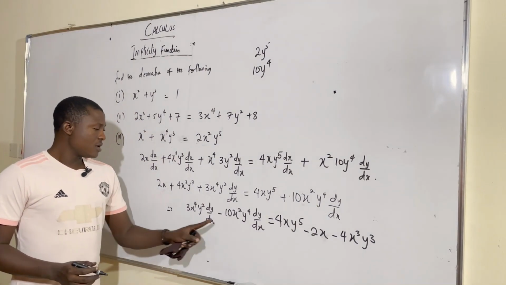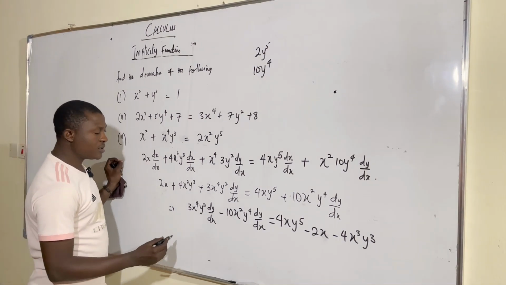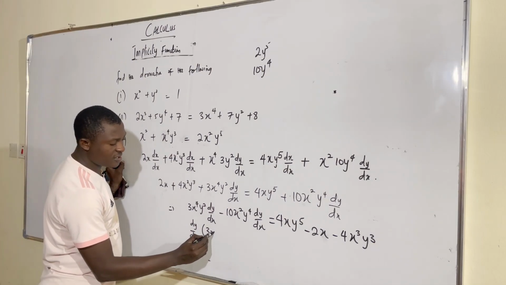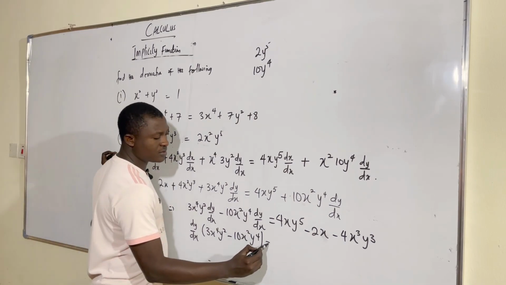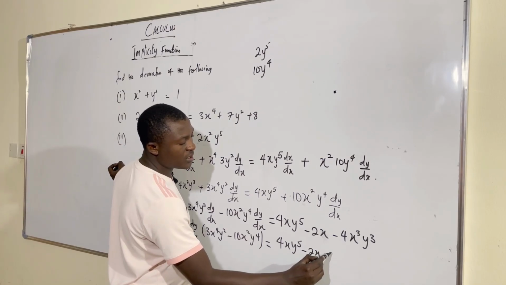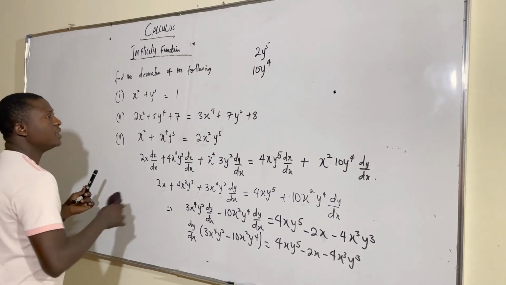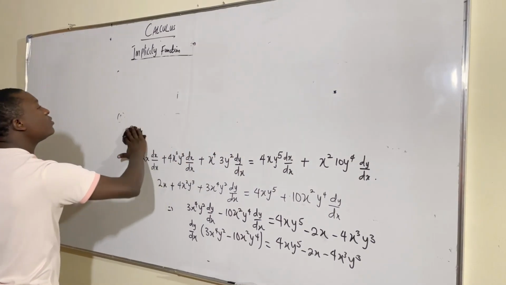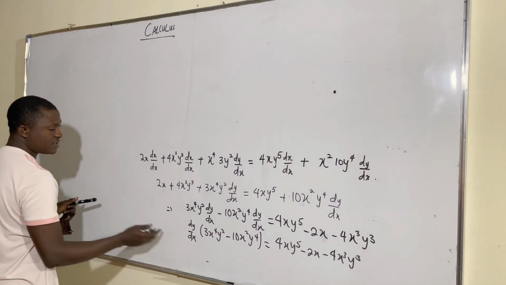So now, as usual, what do we have in common? dy/dx is common. If I factor it out, that means that we have dy/dx, or factor out dy/dx. So what I have left here is 3x^4 y squared minus 10x squared y^4 is equal to, now all this, we have 4x y raised to the power of 5 minus 2x minus 4x cubed y cubed. So now the next one is to make our dy/dx the subject, since that is what we are looking for. If I make that the subject of the formula, so that is divide all through by this value.